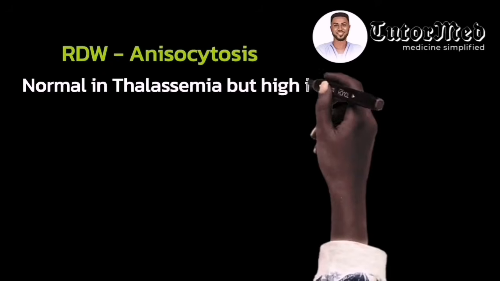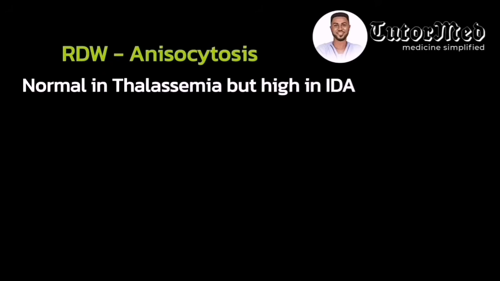The last parameter is the RDW, which tells us the variation in the sizes of the red blood cells, or the degree of anisocytosis. Using the iron deficiency anemia and thalassemia as examples, both would have microcytic hypochromic anemia, but the RDW will differentiate between the two. It is normal in thalassemia but high in IDA.